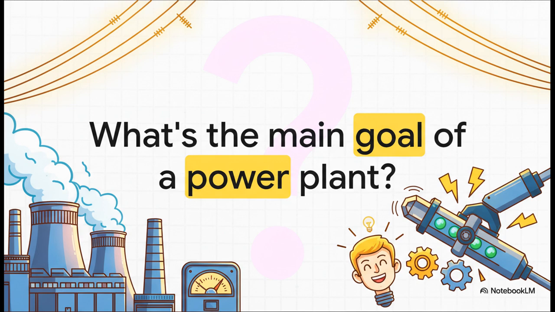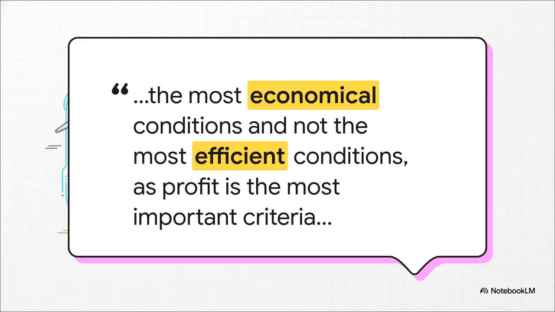What's the main goal of a power plant? Now, your first thought is probably to generate electricity as efficiently as possible, to get every single bit of energy out of the fuel. And that makes perfect sense, but it's not actually the whole story. The real goal, when you get right down to it, isn't about peak efficiency. It's about peak economy. See, profit is the #1 criteria. And that little detail completely changes how we have to think about power. Efficiency is just one part of a much bigger financial puzzle. The real name of the game is making power at the absolute lowest cost for every single unit.